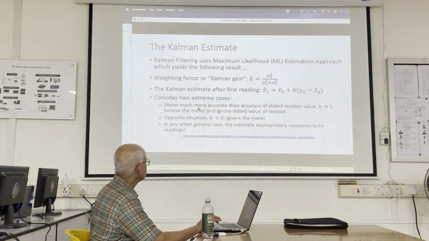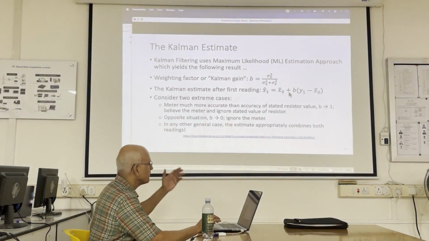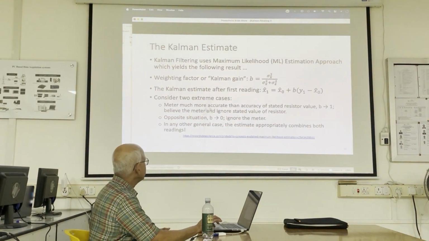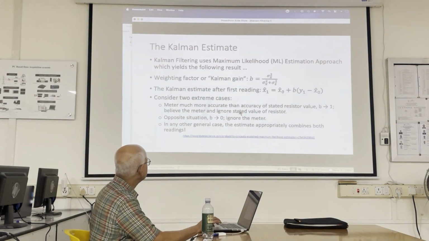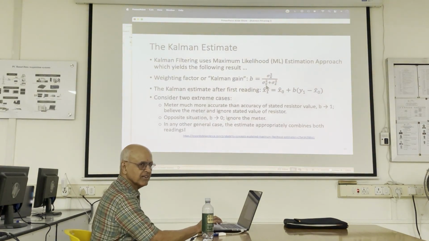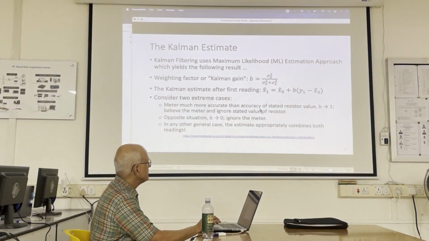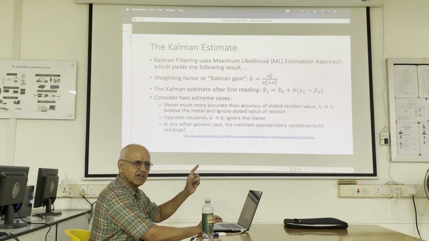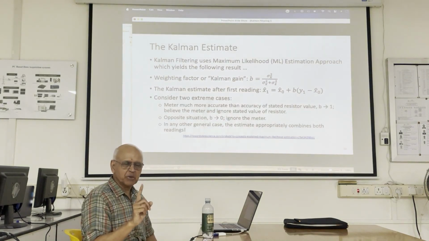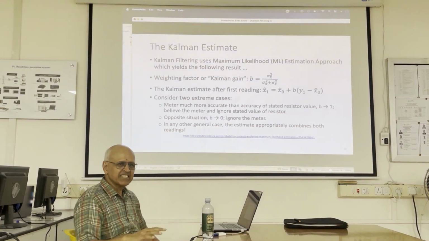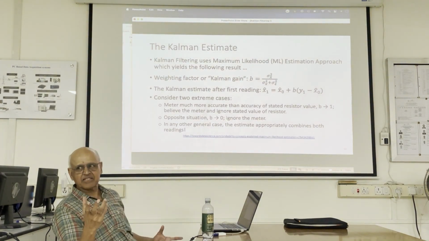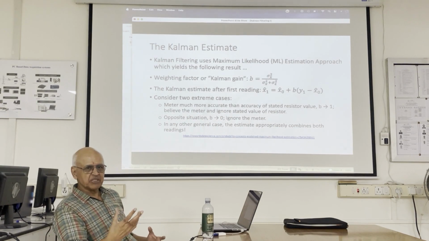So look at this. This is the best example of why that makes even more sense. Let's say the meter is much more accurate than the accuracy of the stated resistor value. What does it mean? That means sigma epsilon squared is much smaller than sigma x squared. Now, in our example, that's not true, right? He's saying the manufacturer says 1%, but the measurement says 3%. That's not normally the case. Typically, your instrument is much better than that.